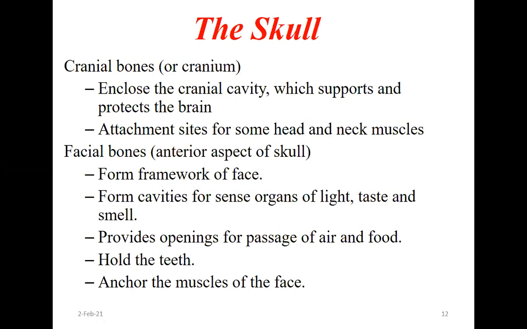The remaining part of the skull is called the facial bones. The bones which are in the face are called the facial bones. So there are two parts within the skull. One is the cranial bones, called the cranium, which will protect the brain, and the bones which are in the face are called the facial bones. The anterior aspect of the skull forms the face. They form the framework of the face and give shape to the face.